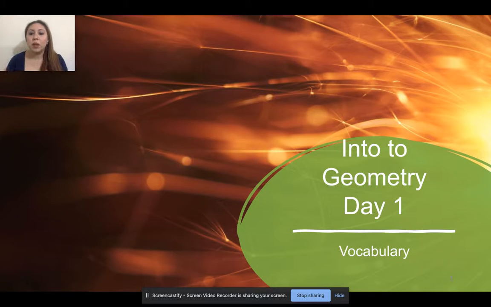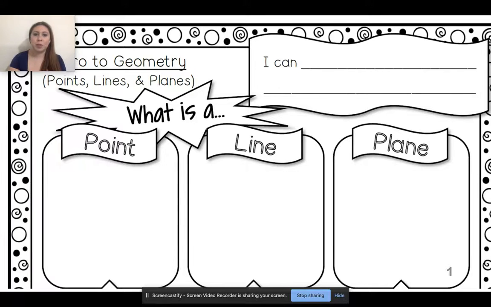Hey guys, today's notes, we are going to be covering intro to geometry day one. We're dealing with our vocabulary: points, lines, planes, and angles. You guys should have grabbed this worksheet from me. From here, you guys are going to copy down everything that I show you up in red.